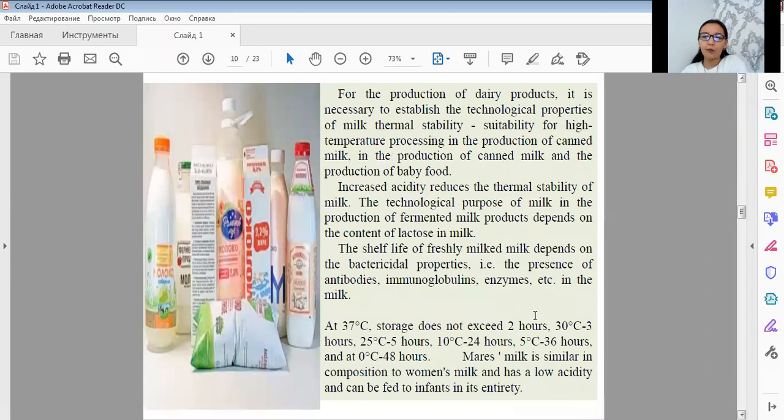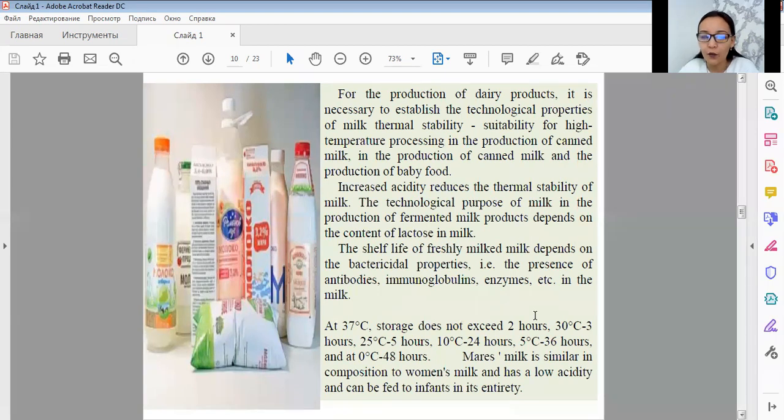For the production of dairy products, it is necessary to establish the technological properties of milk: thermal stability and suitability for high temperature processing in the production of canned milk and baby food products. Increased acidity reduces the thermal stability of milk. The technological purpose of milk in the production of fermented milk products depends on the content of lactose in the milk. The shelf life of freshly milked milk depends on the bacterial properties, the presence of bodies, immunoglobulins, enzymes, and others in the milk.